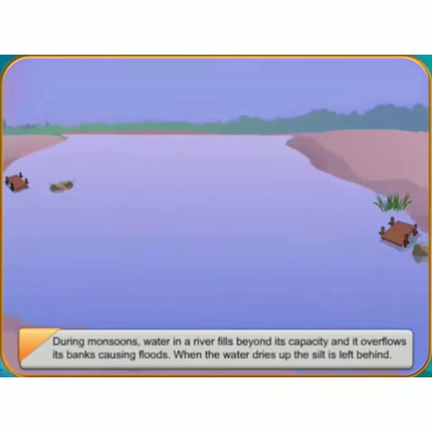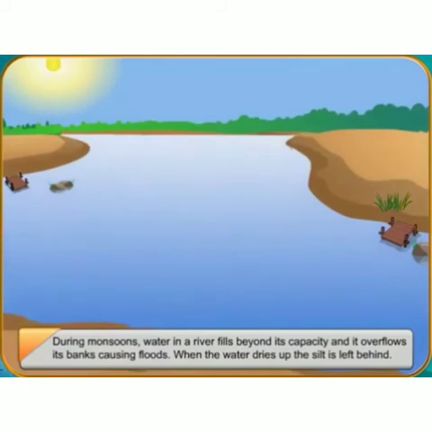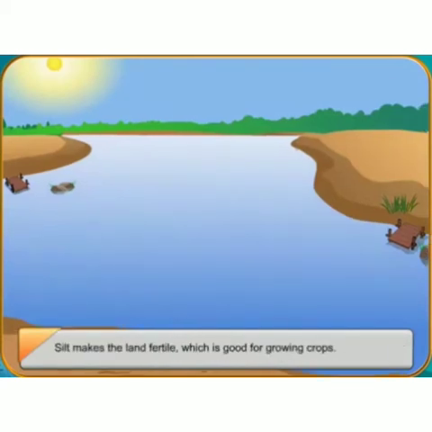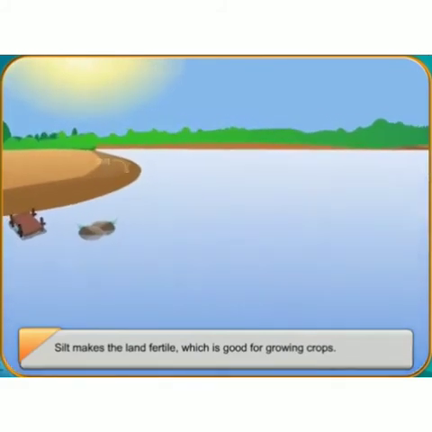During monsoons, water in a river fills beyond its capacity and it overflows its banks, causing floods. When the water dries up, the silt is left behind. Silt makes the land fertile, which is good for growing crops.